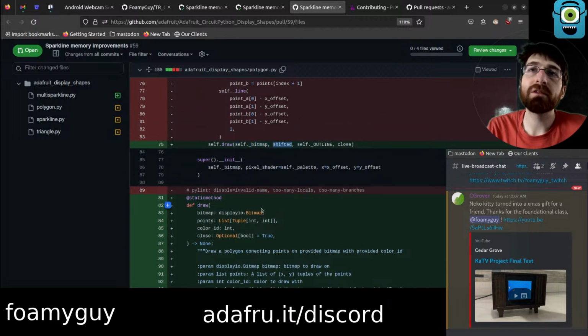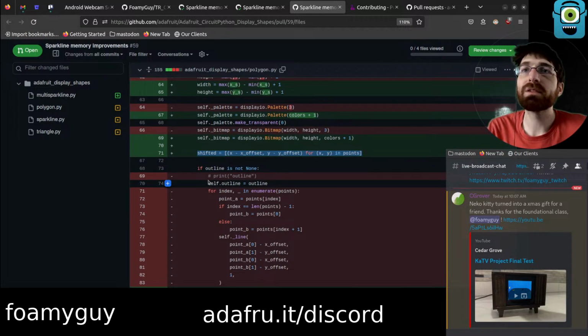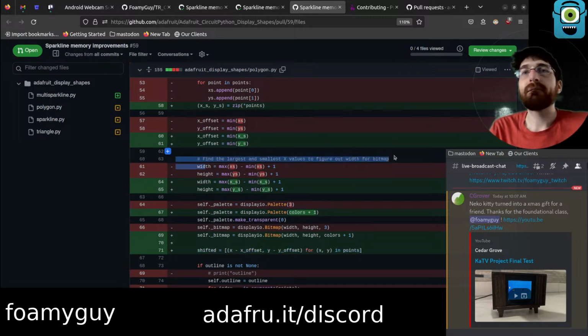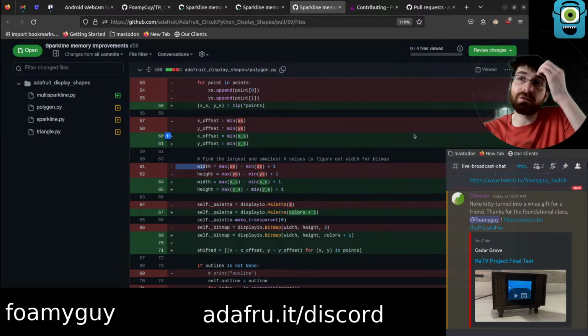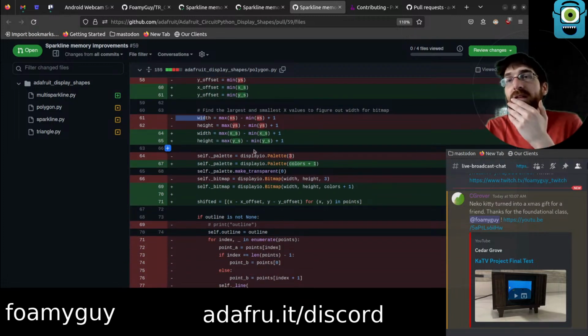Where does shifted come from? Points. Shifted. Shifted points, apparently. List of points that has been shifted based on X and Y offsets. Oh, okay, so it's not guaranteed the points are coming in any order, I guess, so that does make sense. So it's basically finding the rectangle that bounds all of the points that it's given by finding the biggest and smallest of each X and Y.